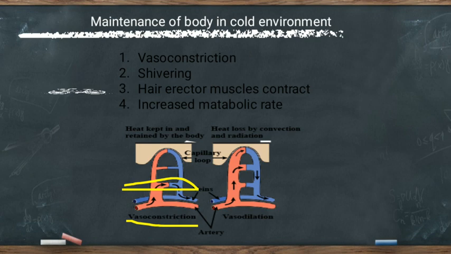Another way is that many organisms increase their metabolic rate, and the liver is one of the most metabolically active organs. During low temperatures, there is increased metabolic rate, so that heat can be generated. We shall see how the thyroid gland influences metabolism. Now let's move forward.